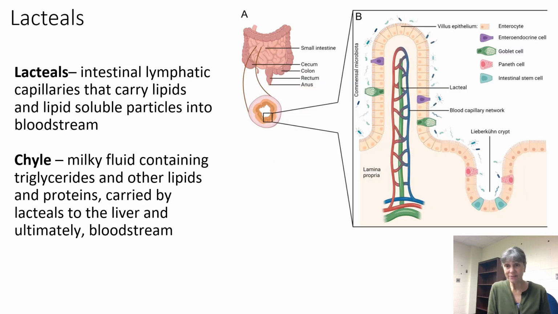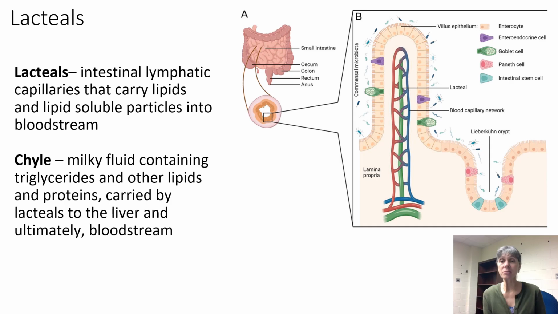There are specialized lymphatic capillaries found in the intestines. Those are called lacteals. Lacteals carry lipids and lipid-soluble particles into the bloodstream. When the fluid enters lacteals, because the lymphatic fluid in lacteals contains triglycerides and other lipids and proteins that will be carried to the liver and then ultimately the bloodstream, that milky fluid in lacteals has a special name, and that's referred to as chyle, C-H-Y-L-E.